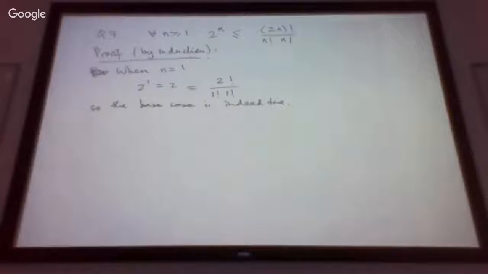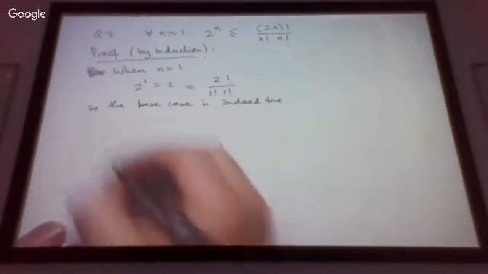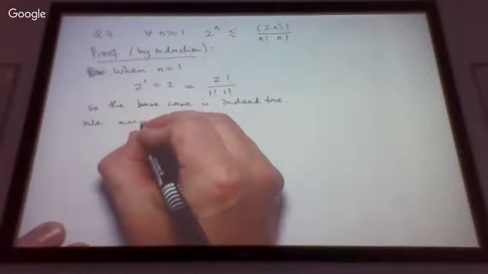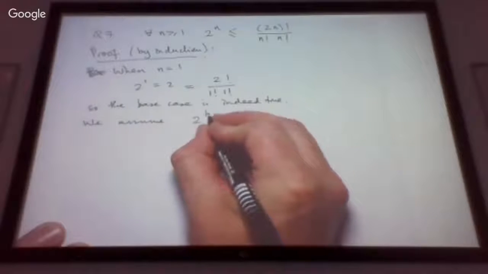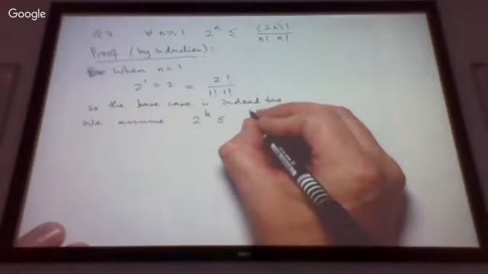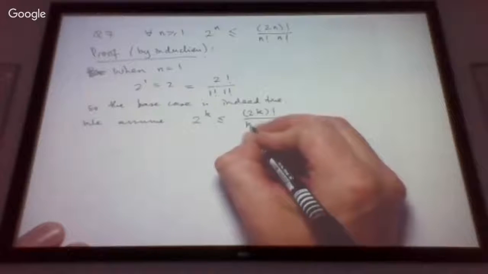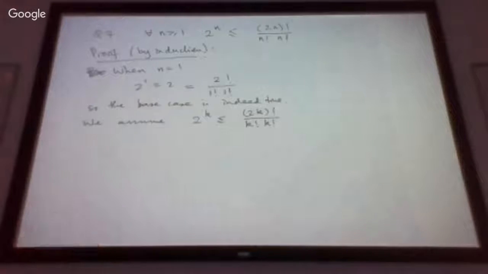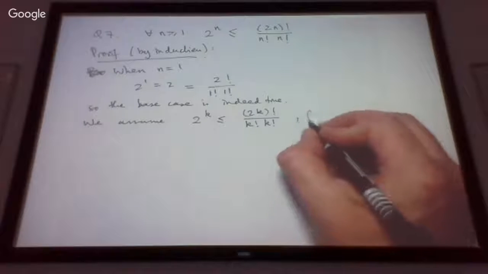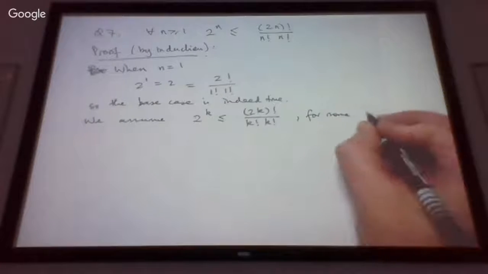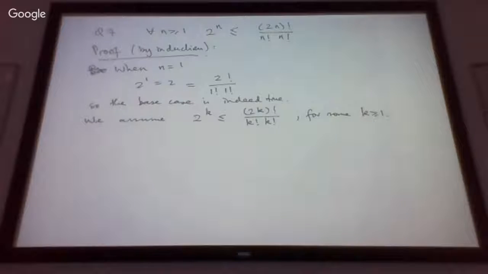Okay, we know what to do now. We make the assumption. It's the beauty of these induction proofs, so much of the structure is there for you. So we assume that 2 to the k is no greater than factorial of 2k times the square of the factorial of k. And we're making this assumption for some value of k in the range k greater than or equal to 1.